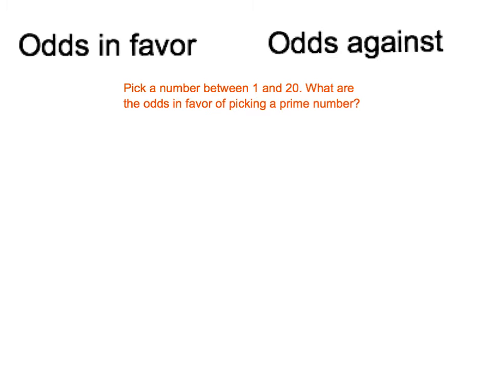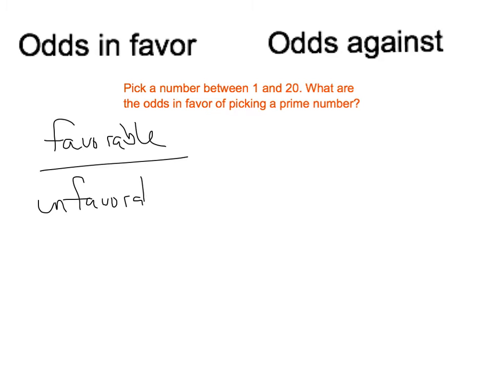So let's use this little situation here. We're going to pick a number between 1 and 20, and we want to find what are the odds in favor of picking a prime number. Okay, so when it comes to odds in favor, you have favorable over unfavorable. So favorable outcomes. What would be a favorable outcome in this situation? Well, the odds in favor of picking a prime number. So prime numbers are favorable.